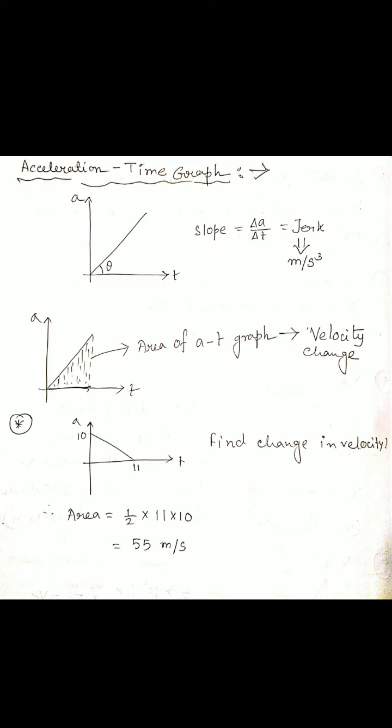So from the slope of the acceleration time graph we get the idea about jerk, and the area under the acceleration time graph gives us the velocity change, how much the velocity will change. Here also I will solve one example. Find the change in velocity, that is the area, half into base into height, that is 55 meter per second. It gives us the change in velocity. Clear?